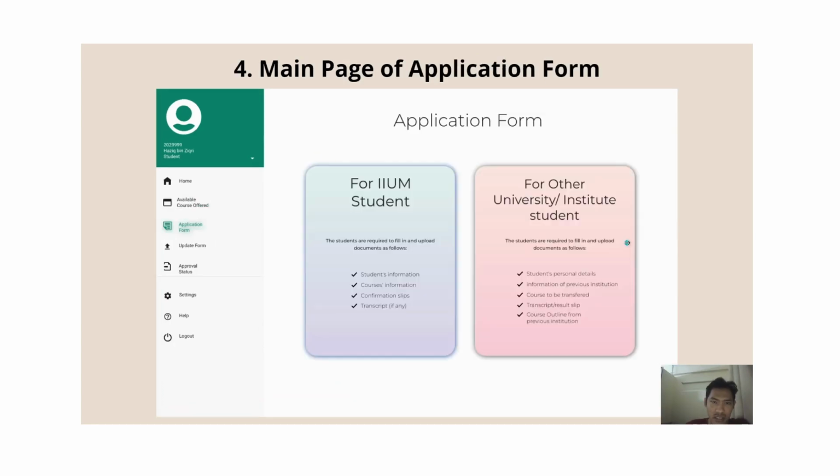So next is the application form. If the student goes to the application form, they first encounter this page, which redirects to this page. This page has two kinds of application form options. First is for IIUM students, the local students, and the next one is for students from other universities or other institutes.